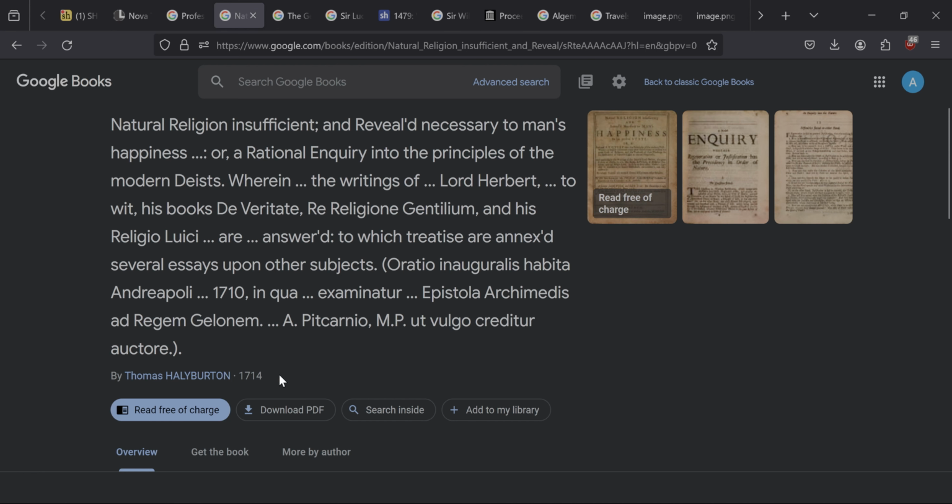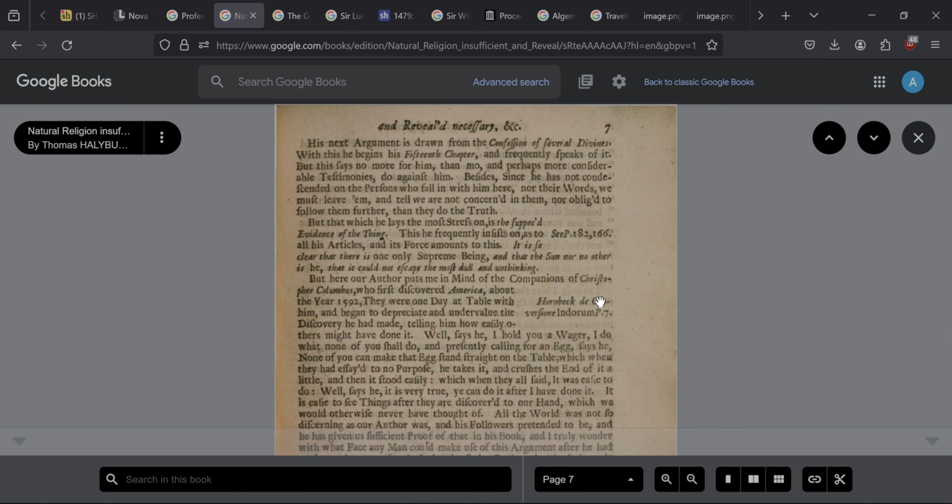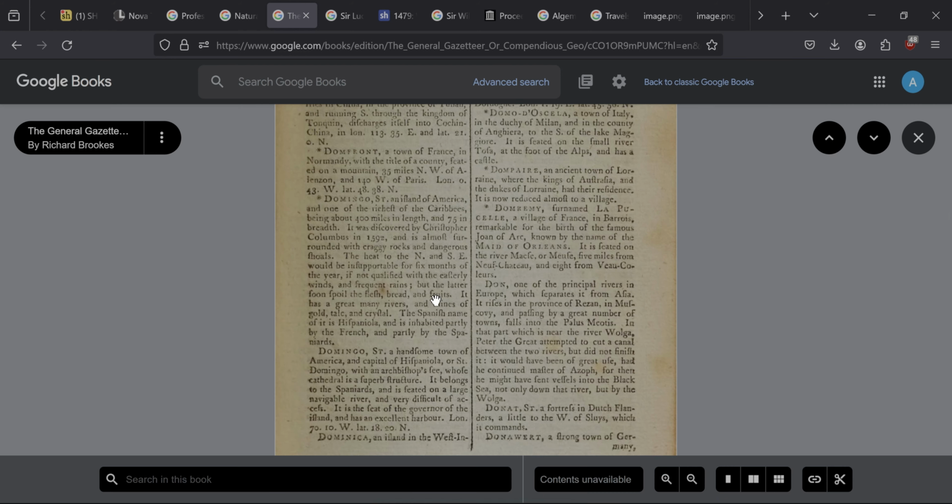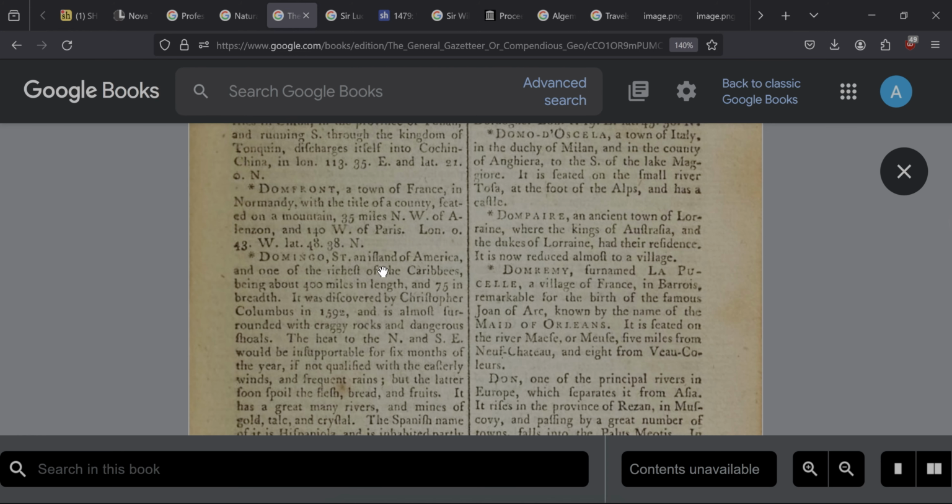So this book is from 1714, and once again we can see Christopher Columbus, who first discovered America about the year 1592. So what about this one from 1791, the General Gazetteer, or Compendious Geographical Dictionary? And what does it say right here? St. Domingo, an island of America. It was first discovered by Christopher Columbus in 1592.